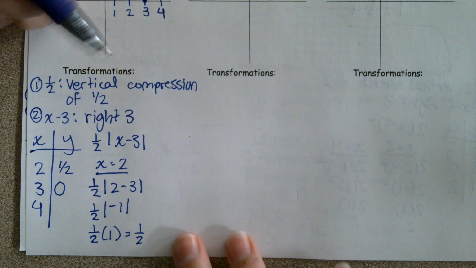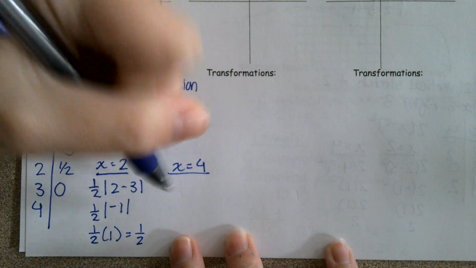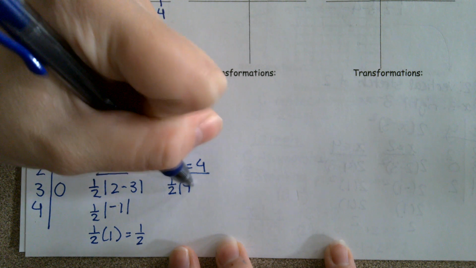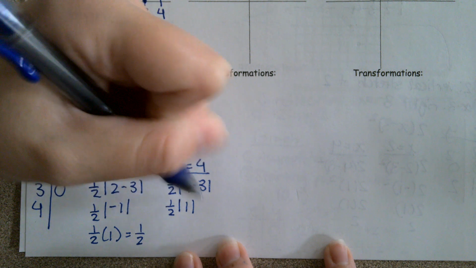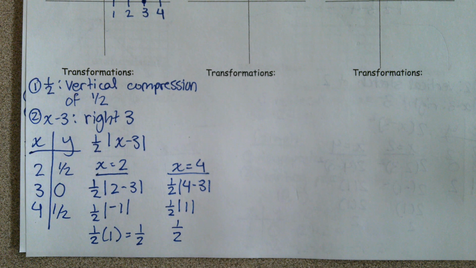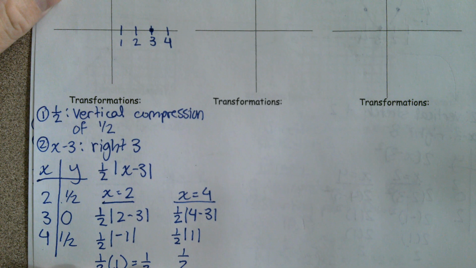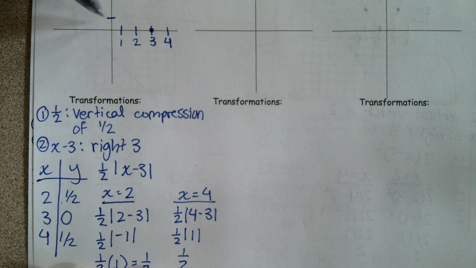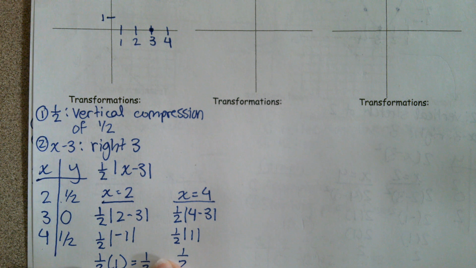And now we do it for 4. 1/2 absolute value 4 minus 3. 4 minus 3 is 1. So it's clear to see this is going to be 1/2 times 1, which is 1/2. So they're both going to go up to 1/2. On the graph, I'm just going to go up 1, and then when I graph these, I'm going to go up just halfway. So 2.5 and 4.5.